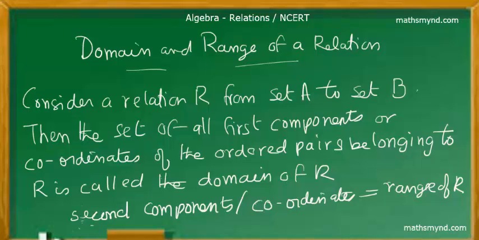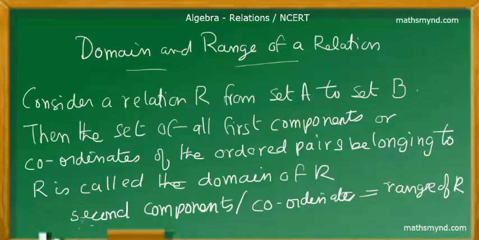Let us look at what we mean by the domain and range of a relation, a very important topic which plays its full role in functions. Now, when we consider a relation from set A to set B, of course, we'd be looking at ordered pairs, and each ordered pair would consist of elements, that is a and b. The first element coming from set A, and of course, the second element coming from set B.